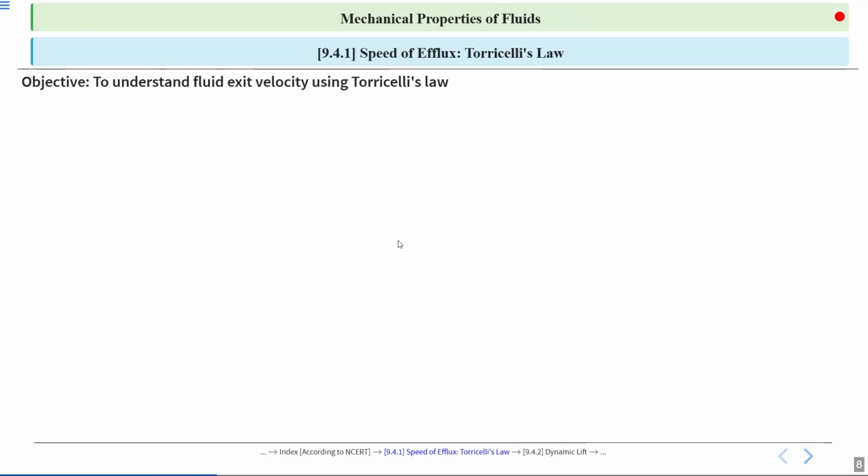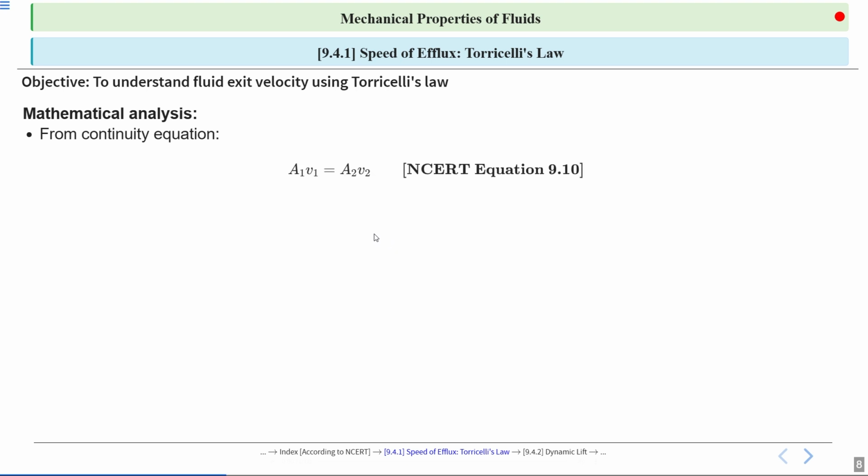So let's see the mathematical analysis. From the continuity equation, A1 V1 equals A2 V2. Here A1 and A2 are the cross-sectional areas at two different points in the flow, and V1 and V2 are the fluid velocities at those points. All areas are measured in square meters and velocities in meters per second.